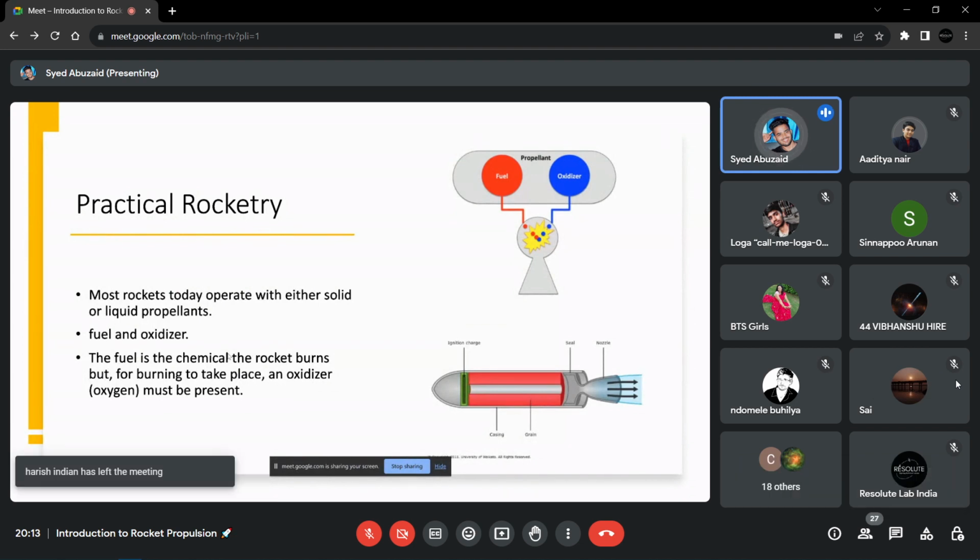So most rocketry today operates with either solid or liquid propellants. Nowadays solid propellants are used in the first stage of rocketry and in missiles. But in the most advanced rocketry, they are using liquid propellant rockets from the first stage to the last stage. Okay, so the cryo engine is used for the liquid propellant rocket. There are many other engines also, but the popular engine for the liquid propulsion system is the cryogenic engine.